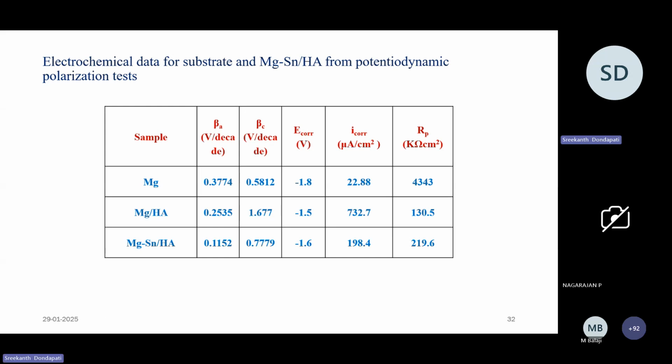And of course, these are the electrochemical parameters which I showed earlier. So we can clearly see the polarization resistance, again the same thing. Magnesium is good, the magnesium HA composites are the least, and magnesium tin HA is better than the magnesium HA composite. So that's the conclusion of this study.